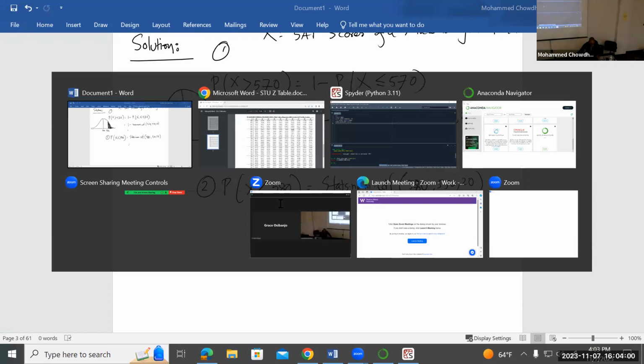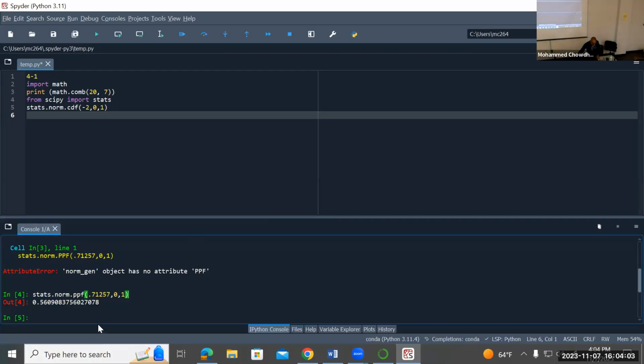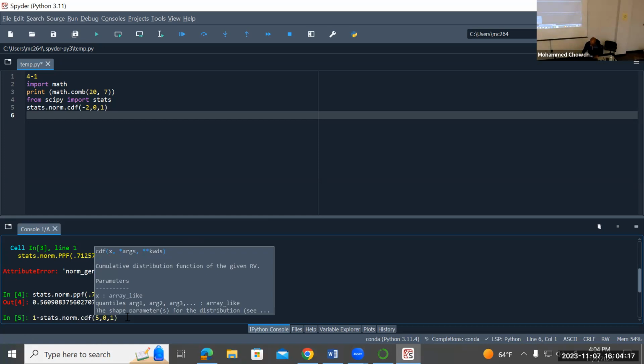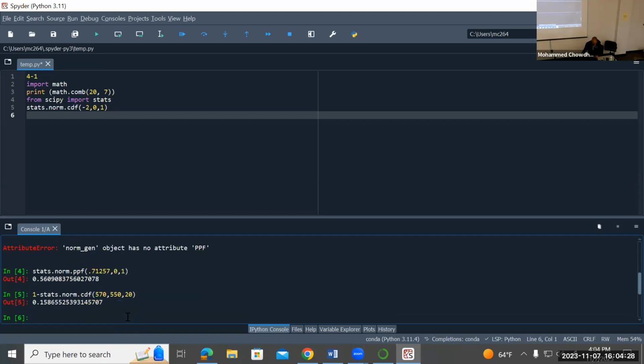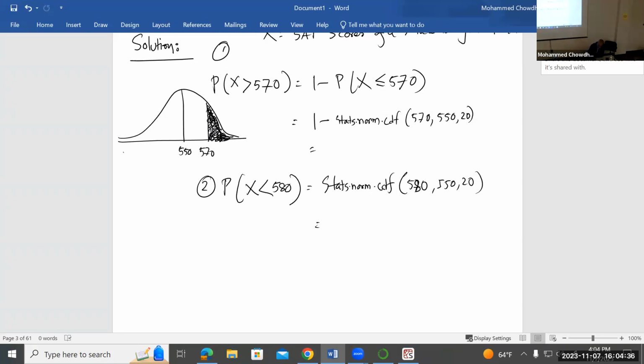1 minus, that one is 570 minus 550, and 20. Here, 0.1586. Clear, right?